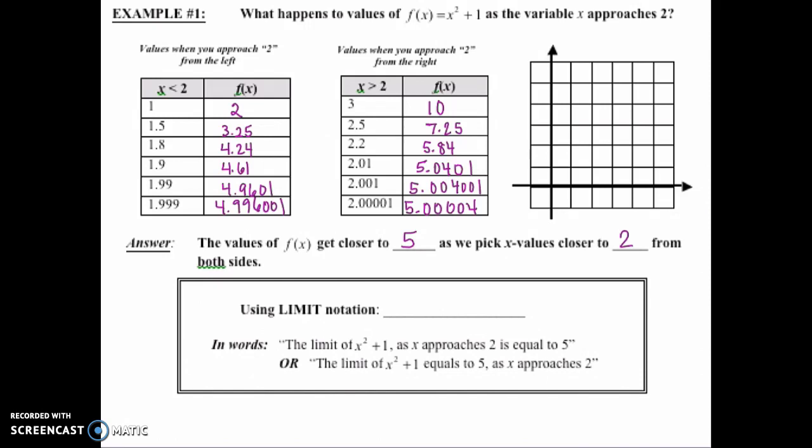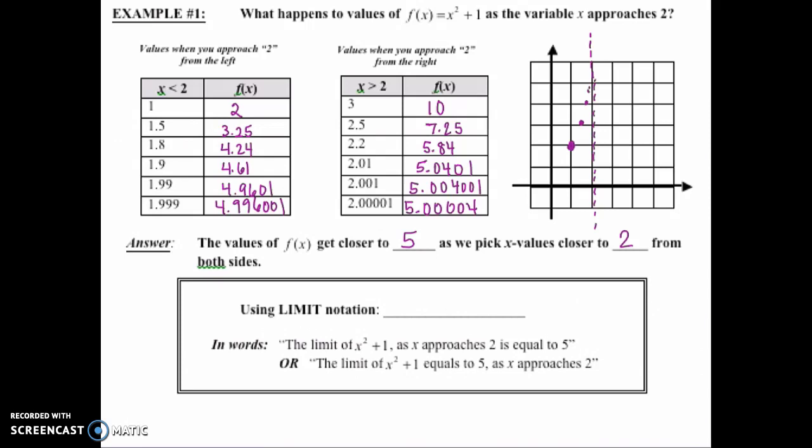And then this graph right here is just kind of to show us what's happening, right? So here's our value, x equals 2, that we're getting closer and closer to. If we were to graph what we did in our tables here, when x was 1, the value of our function was 2. When x was 1.5, the value was 3.25. When x was 1.8, the value was 4.24. When x was 1.9, we were at 4.9, and so on. So we just get really close.